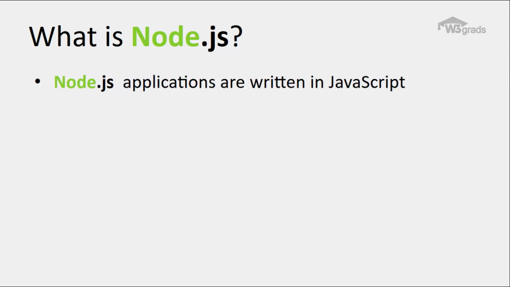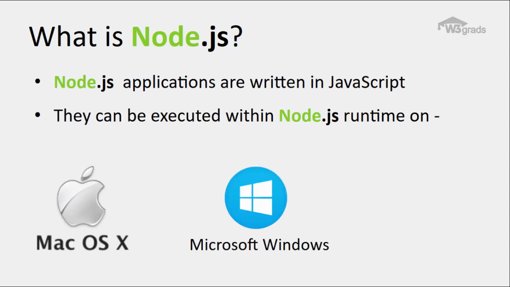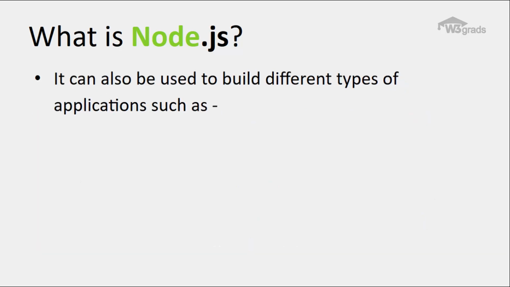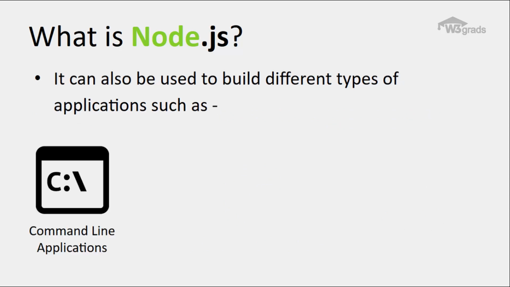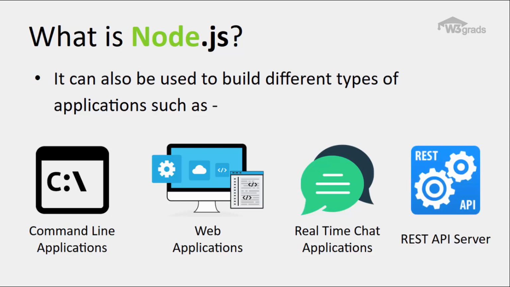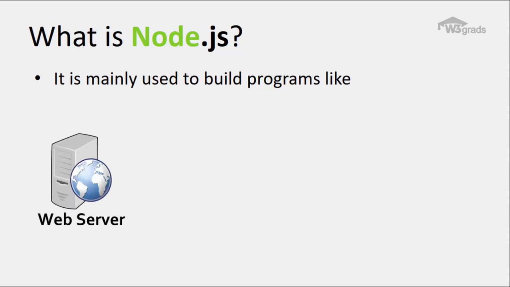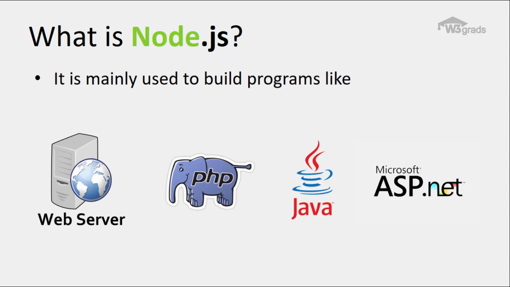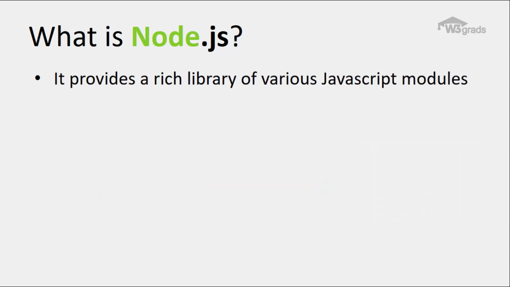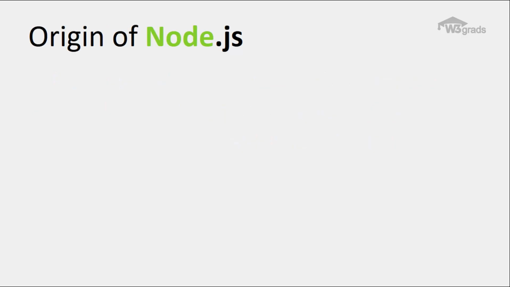Node.js applications are written in JavaScript, and can be run within the Node.js runtime on Mac OS X, Microsoft Windows, and Linux. It can be used to build different types of applications such as command line applications, web applications, real-time chat applications, REST API servers, etc. However, it is mainly used to build network programs like web servers, similar to PHP, Java, or ASP.NET. Node.js also provides a rich library of various JavaScript modules, which simplifies the development of web applications to a great extent. Now, let us look at the origin of Node.js.